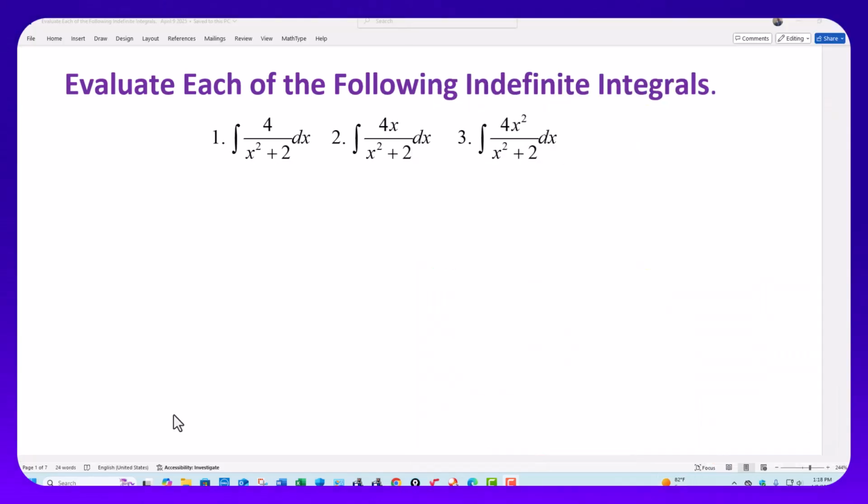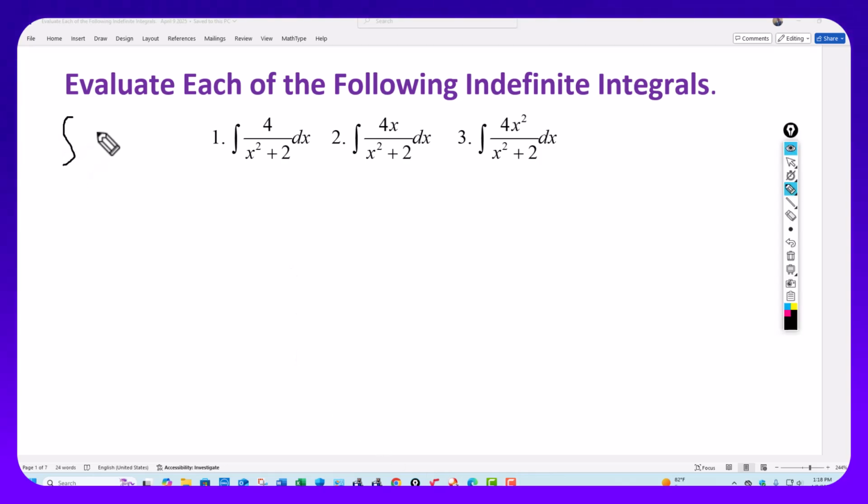In this video, we have three integrals to evaluate. They look very similar. The denominator is the same for all three, x squared plus 2. One has a numerator of 4, another one of 4x, another one of 4x squared. Let's see how similar the integration procedure for each will be.